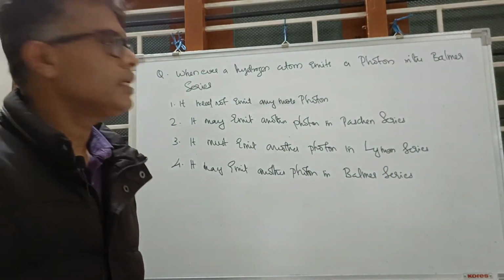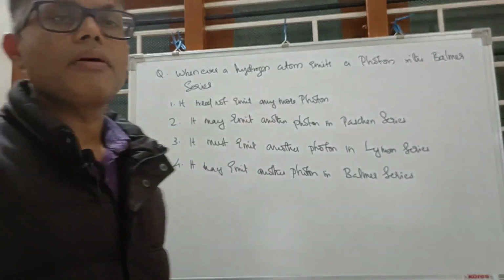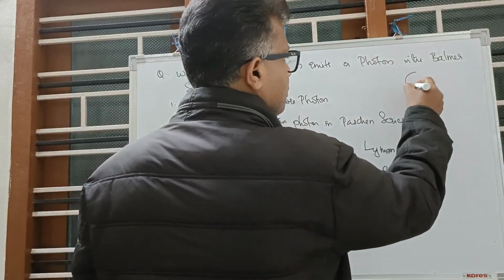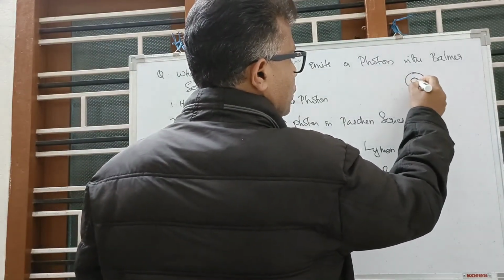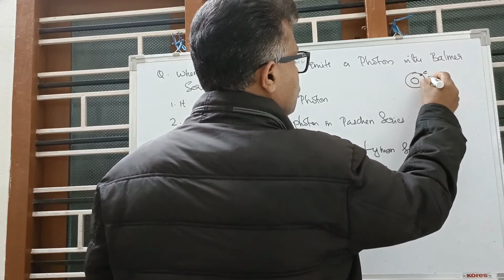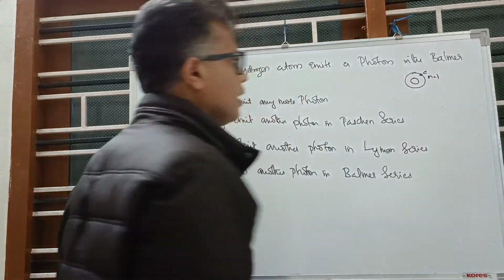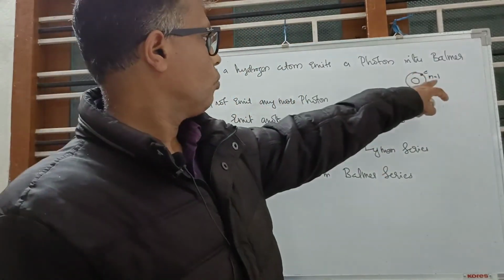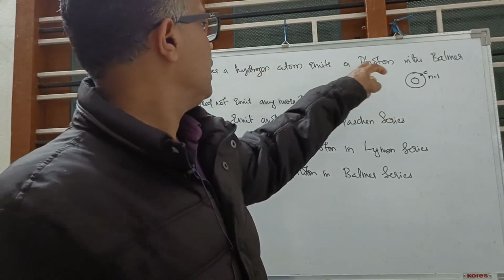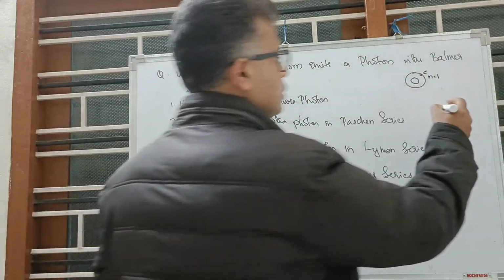So, to understand this one, we need to know what a hydrogen atom is. Hydrogen atom, how many electrons are there? I will just draw that one. Nucleus, one electron is there. This one is n equal to 1. Clear, no? This is the electron at n equal to 1. Whenever a hydrogen atom emits a photon in the Balmer series, Balmer series means how much?